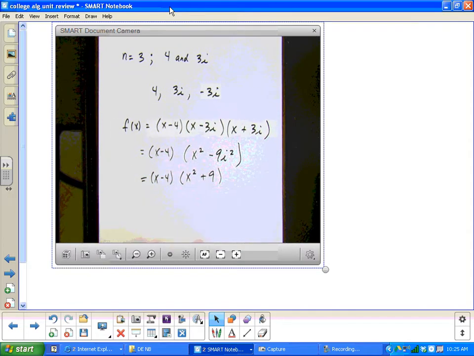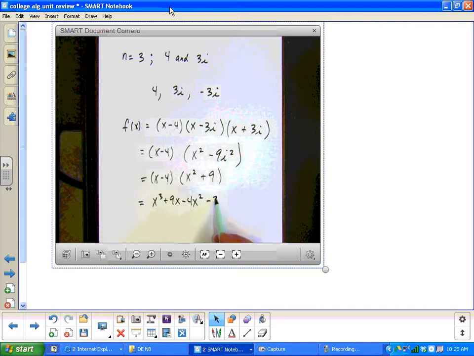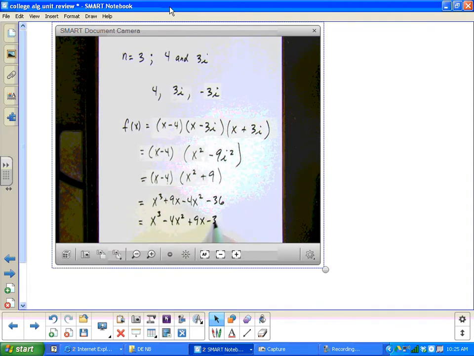Okay. Now all we have to do is just FOIL this out, and we've got it. So x times x squared would be x cubed. X times 9 would be 9x. Negative 4 times x squared would be negative 4x squared. Negative 4 times 9 would be negative 36. Now let's just put it in standard form. So it'd be x cubed minus 4x squared plus 9x minus 36.